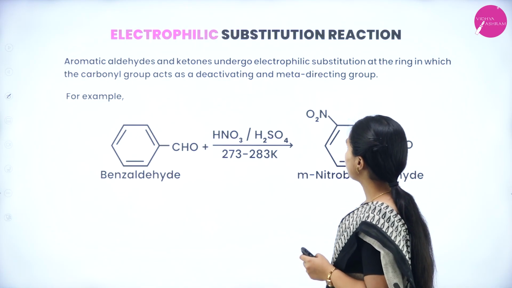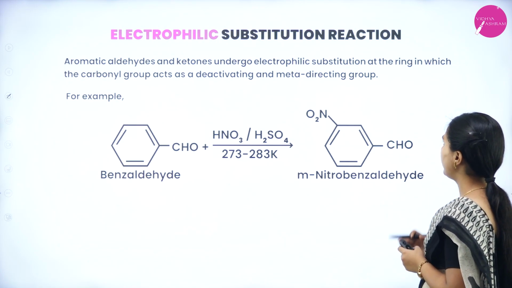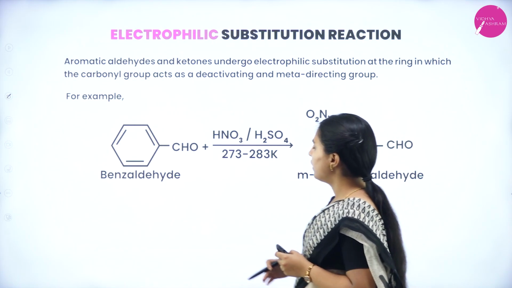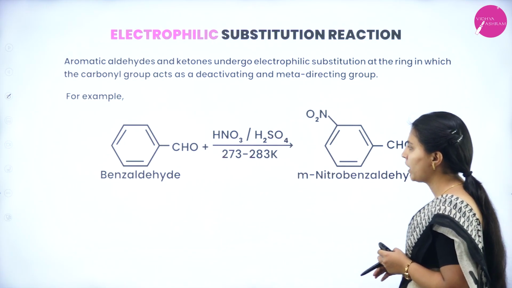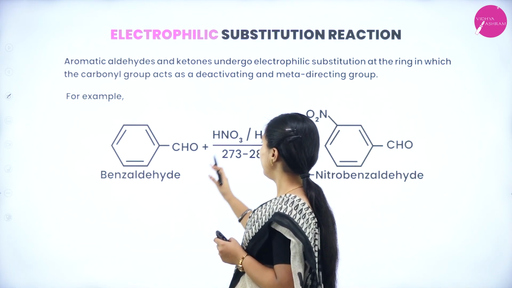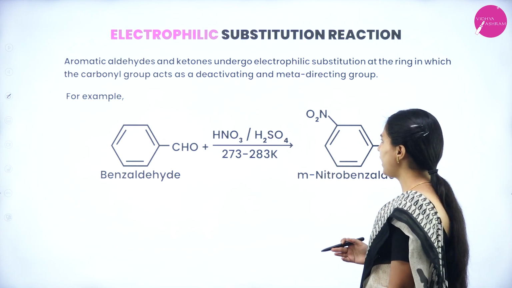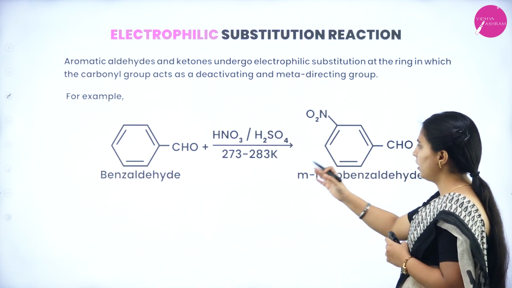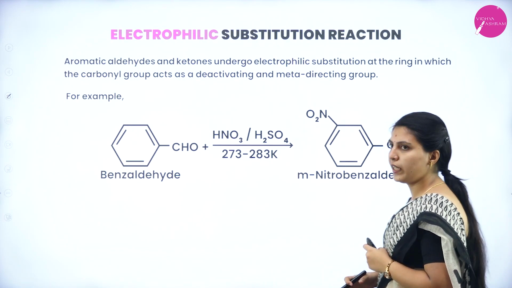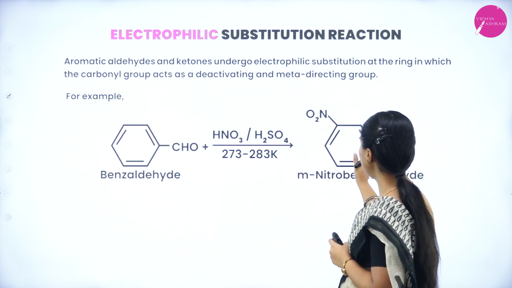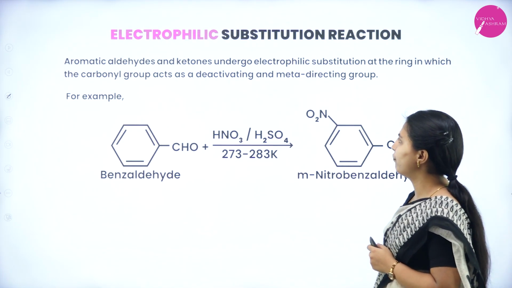Next, electrophilic substitution reaction. Aromatic aldehydes and ketones undergo electrophilic substitution at the ring in which the carbonyl group acts as a deactivating and meta-directing group. For example, benzaldehyde when reacted with nitrating mixture, called nitric acid and sulfuric acid, at 273 to 283 Kelvin, meta-nitrobenzaldehyde will form. At the meta position, the nitro group will be there, so meta-nitrobenzaldehyde will be formed.